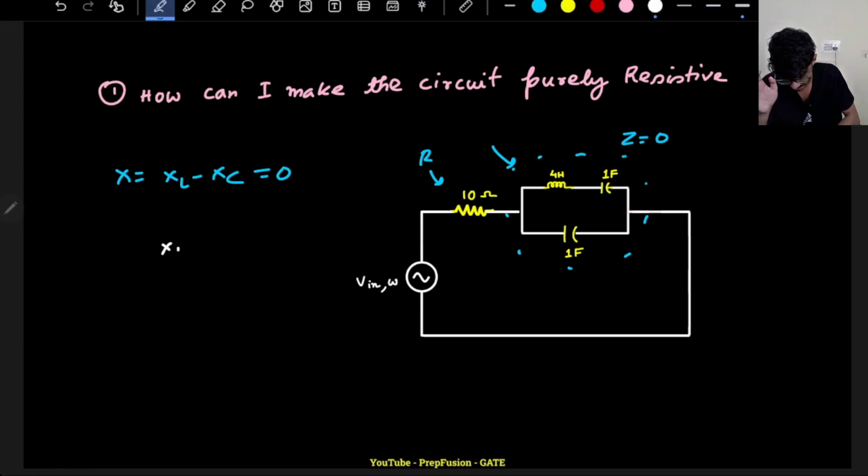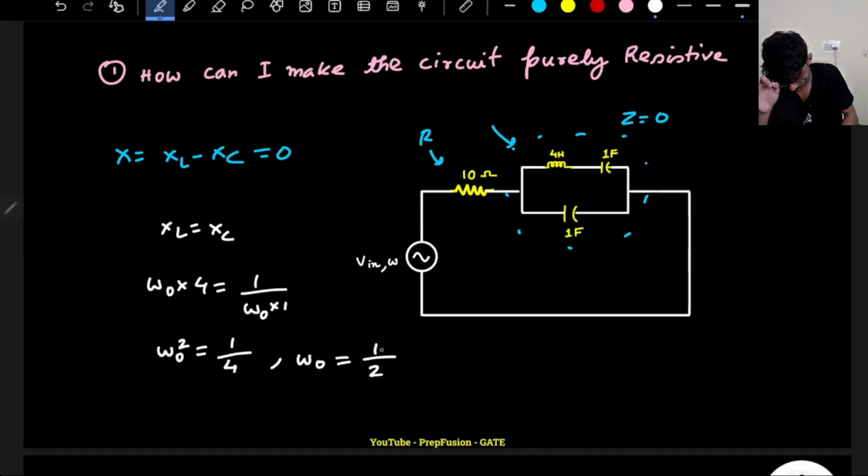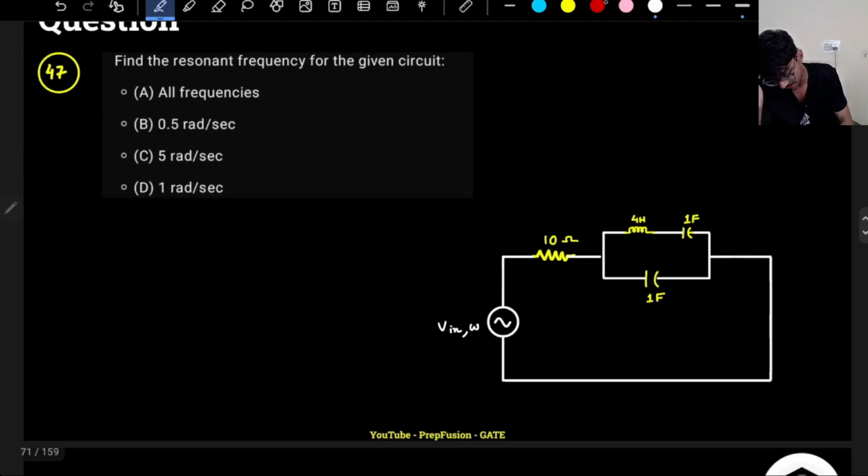Again, the same condition, XL equals XC, that is omega naught into L, that is 4 Henry, equals 1 by omega naught into C. Okay, so omega naught whole square equals 1 by 4. Omega naught will be equal to 1 by 2, we will ignore the negative sign because we ignore negative frequency. 1 by 2 is the answer, that is half.